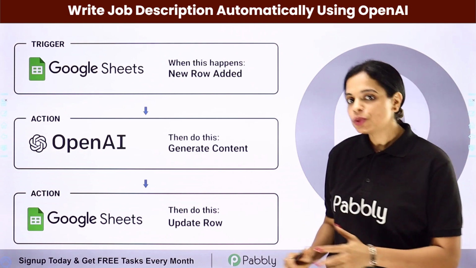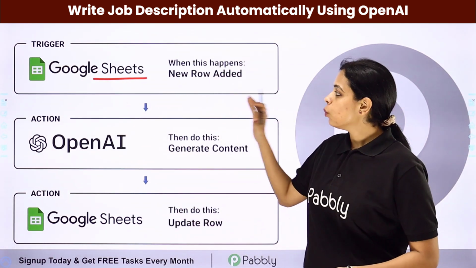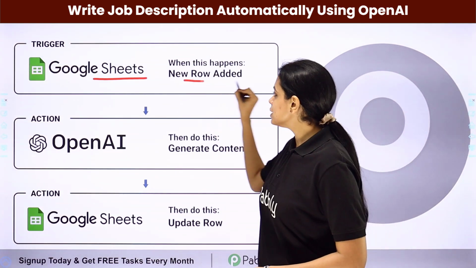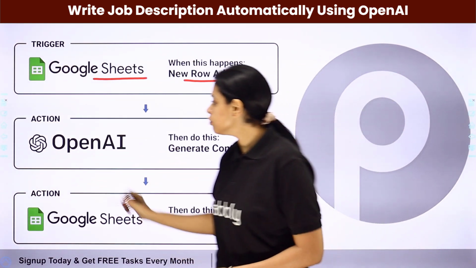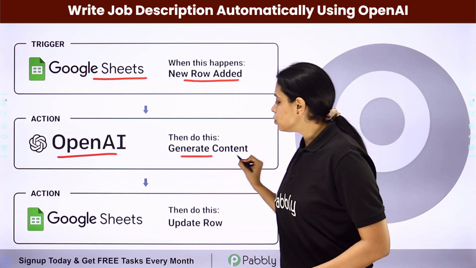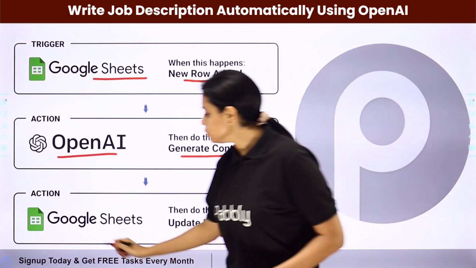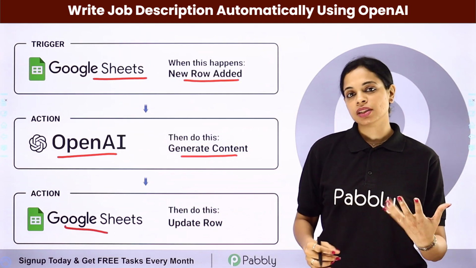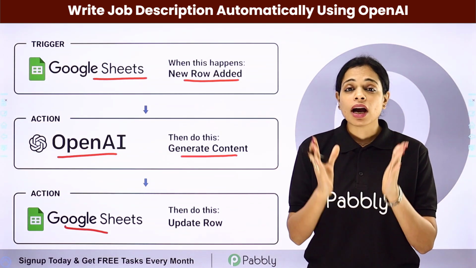So let's say that you're using a spreadsheet, any spreadsheet. Here I have taken the example of a Google Sheet where you have got certain job titles, and every time a new row is added, as in a new job title is added, automatically with the help of this amazing OpenAI application, content would be generated in relation with the title, and then again the same sheet would be updated with the content, which basically means that you will have the title and automatically the job description would be next to it.